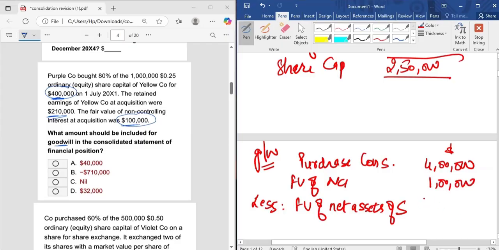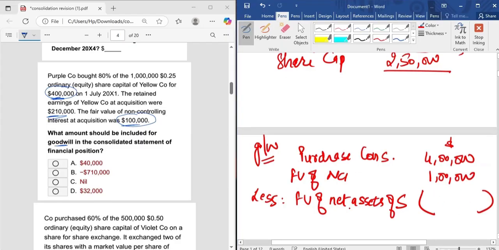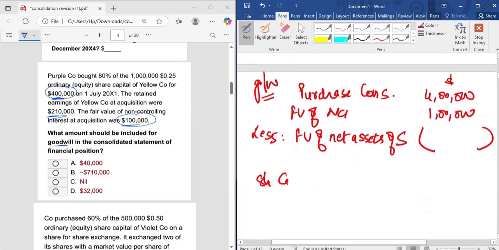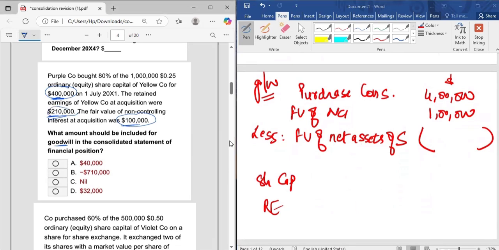Now we have to find the net assets of subsidiary. These net assets are made up of share capital and retained earnings, right? When I add both of these figures, I'll get the net assets of the subsidiary company. So retained earnings, they have directly given us as 2,10,000. See, we always calculate goodwill at the date of acquisition, okay? So look at the retained earnings at the date of acquisition. If you're not given the retained earnings at the date of acquisition, then you have to calculate it. They must have given you some other information from which you can calculate the retained earnings at acquisition. So always take the retained earnings at acquisition date, because goodwill is always calculated at acquisition, right? So I'll write here 2,10,000.